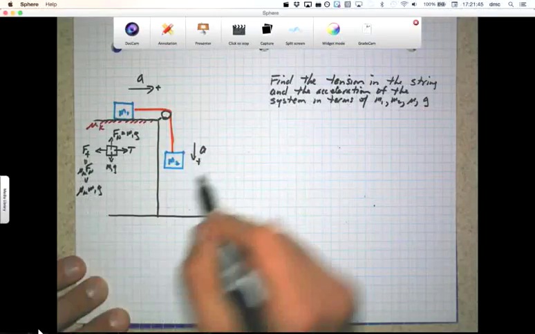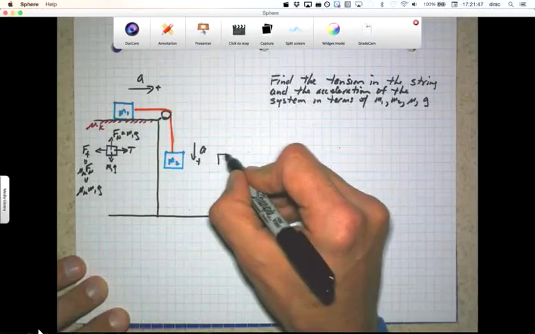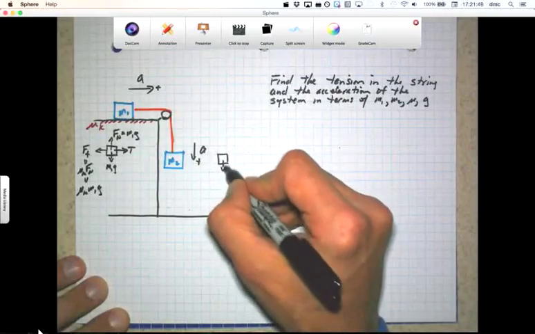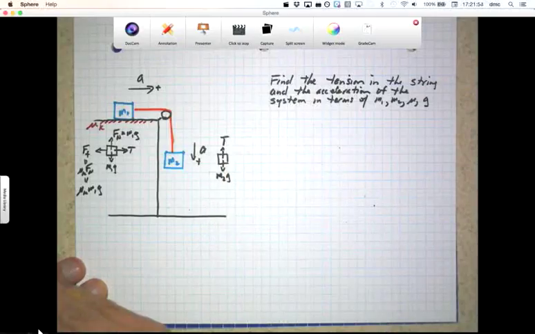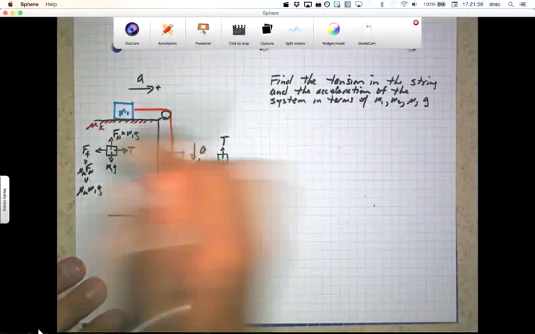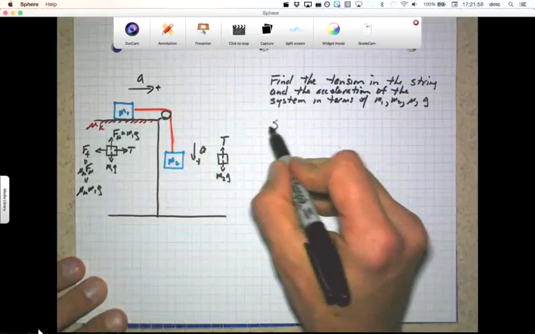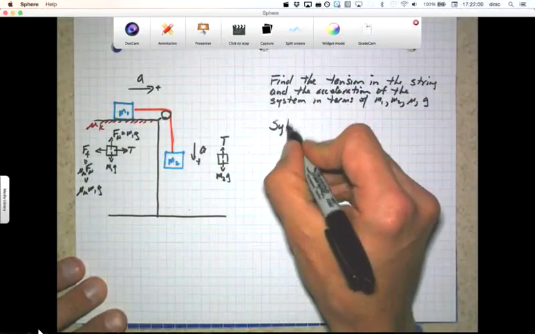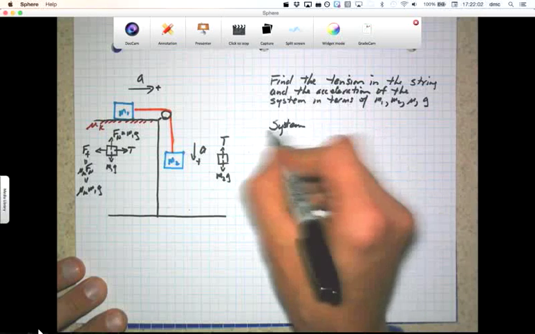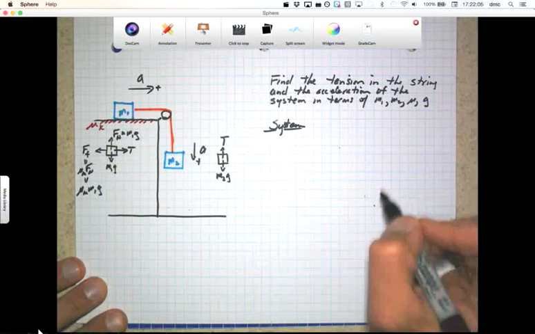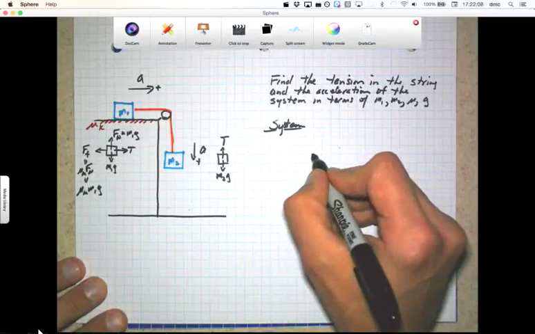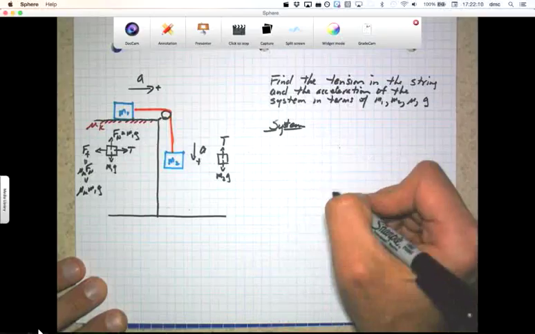Over here, for m2, it's a little simpler. Downward, we have m2g. Upward, we have the tension in the string. So if we look at the entire system first, the total mass is m1 plus m2, and it's accelerating at a.